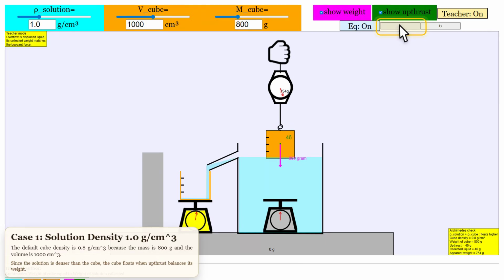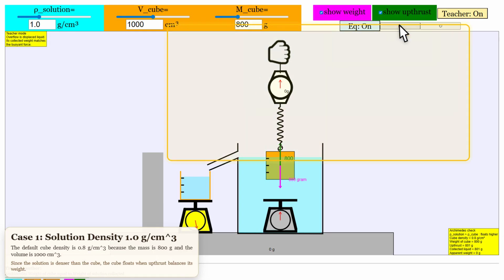Now turn on Show Weight and Show Upthrust. These arrows help students see why the cube rises, sinks, or stays suspended. Teacher Mode gives short explanations at key moments. Equation Mode shows the comparison panel, so it is a good idea to leave both on while learning.